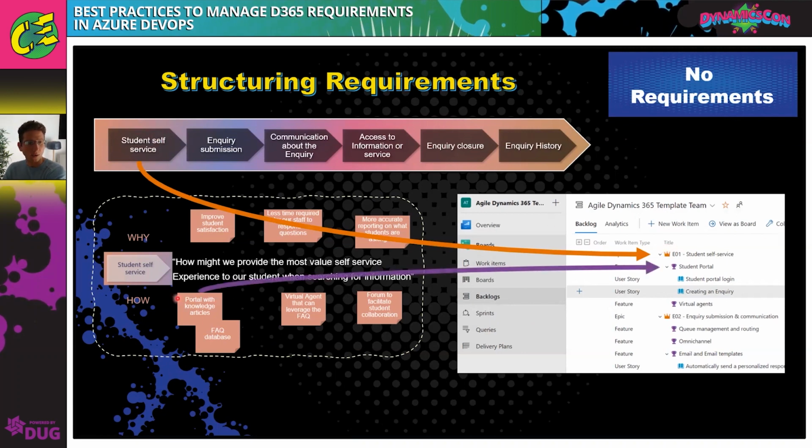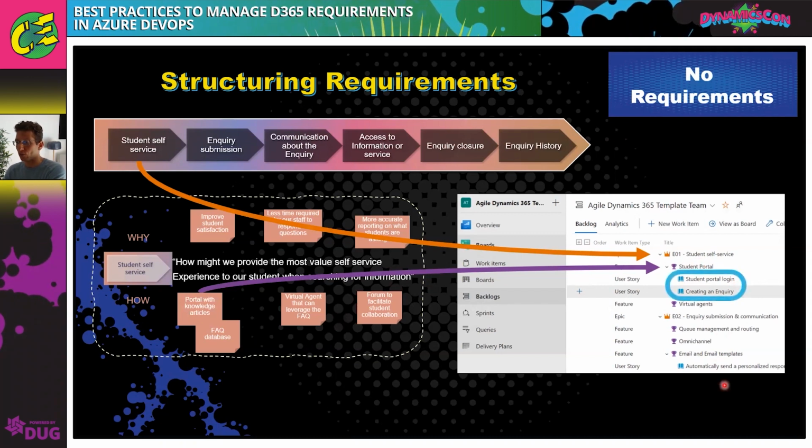Then if I take all the features under that epic, that's effectively my feature. So in this case, portal with knowledge article, it's my student portal. And then I can build my user stories underneath.